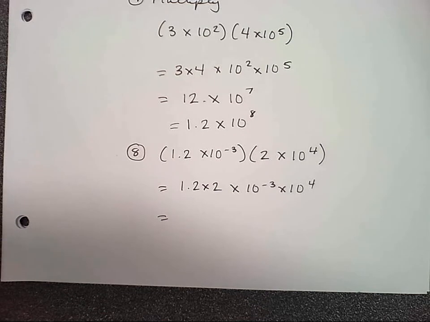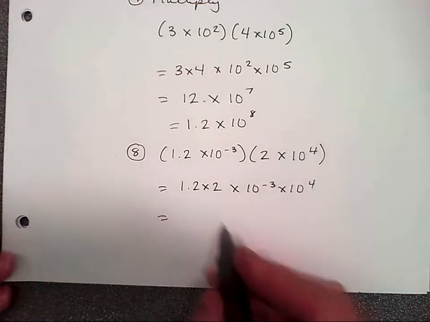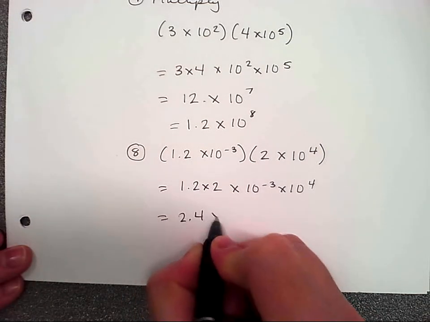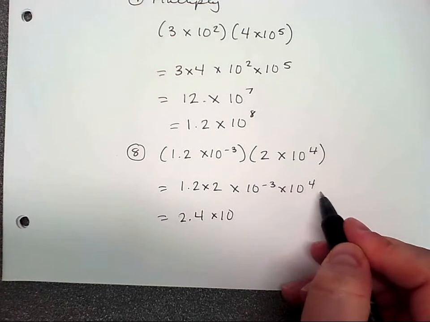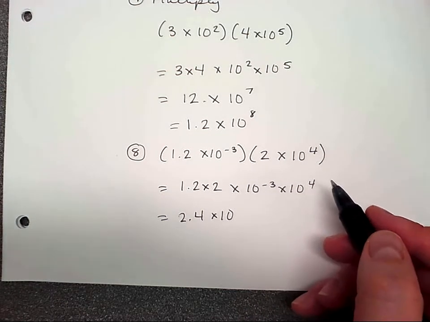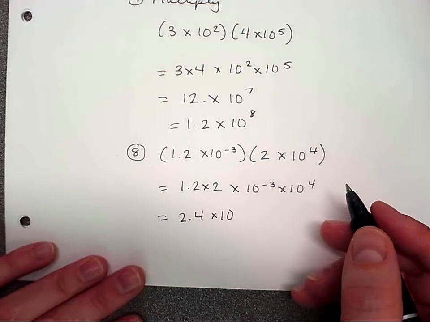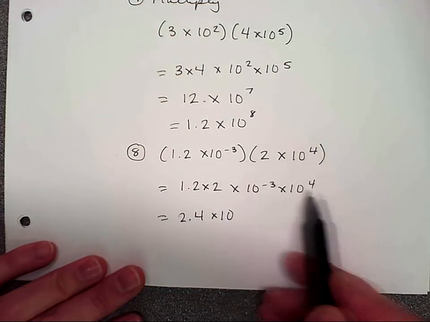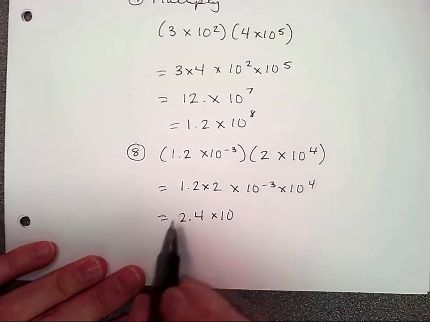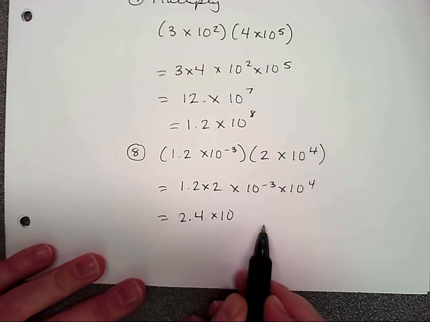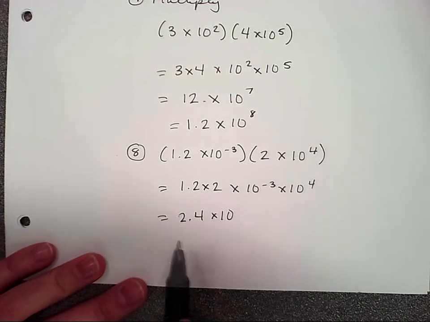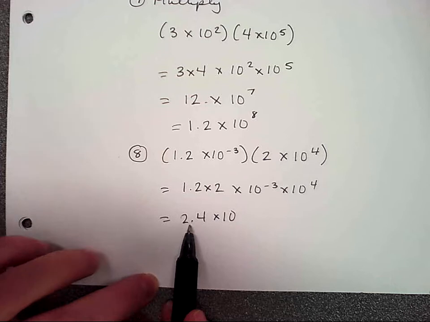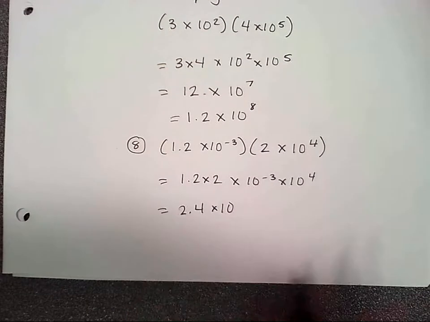All right, what's 1.2 times 2? 2.4. And then using rules of exponents, 10 to the negative third times 10 to the fourth is what? Good, 10 to the 1. I'm adding these exponents. Negative 3 plus 4 is 1. Okay, so am I finished? Yes, because I have 2 to the left of the decimal. That's between 1 and 9, so I'm done.